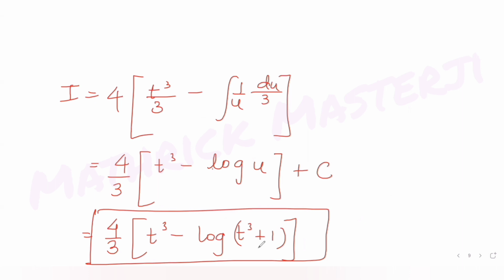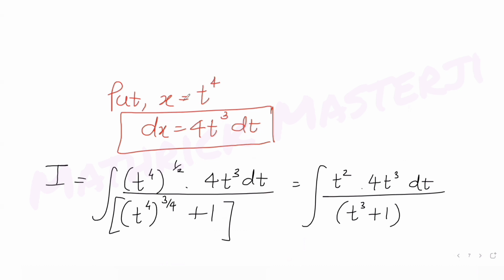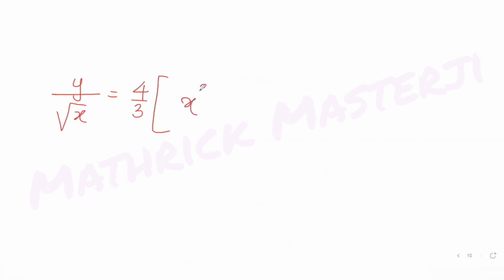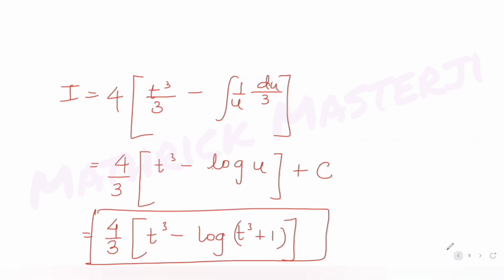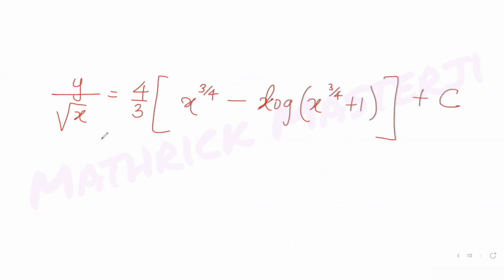t cube. If I again resubstitute t in terms of x, I know I had put x as t raised to 4. So t from here becomes x raised to 1 over 4. When I put t as x raised to 1 over 4, t cube becomes x raised to 3 by 4, so I get 4 by 3 x raised to 3 by 4 minus log of x raised to 3 by 4 plus 1, plus c. So this becomes your entire solution of the given differential equation.